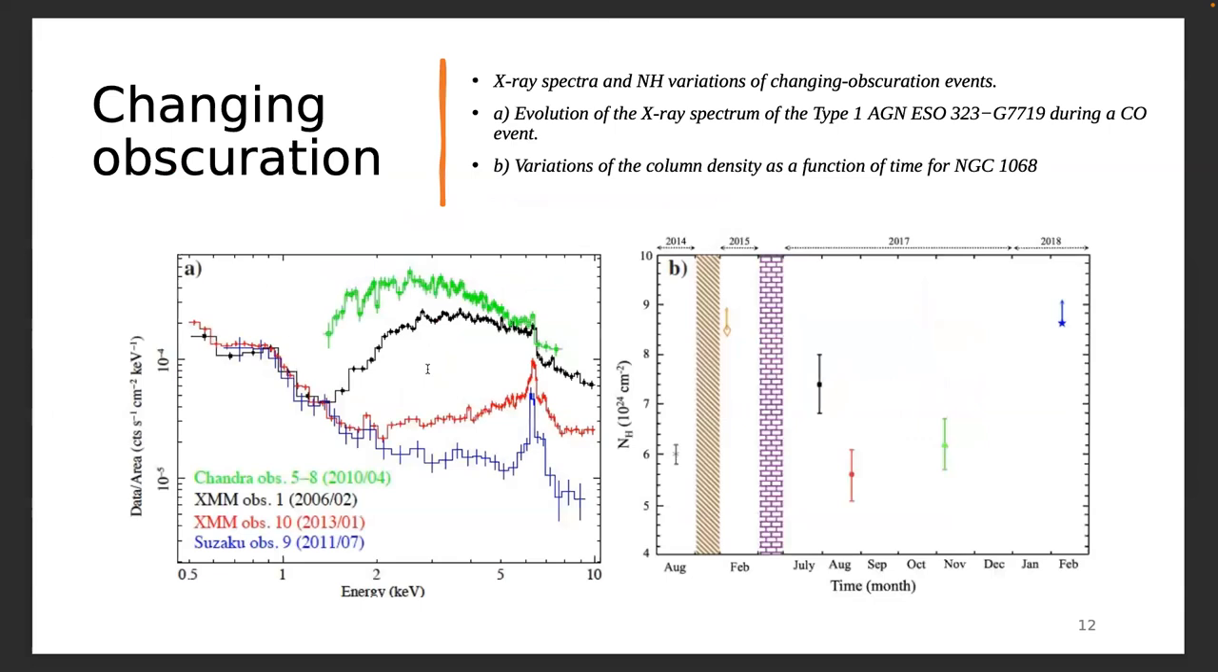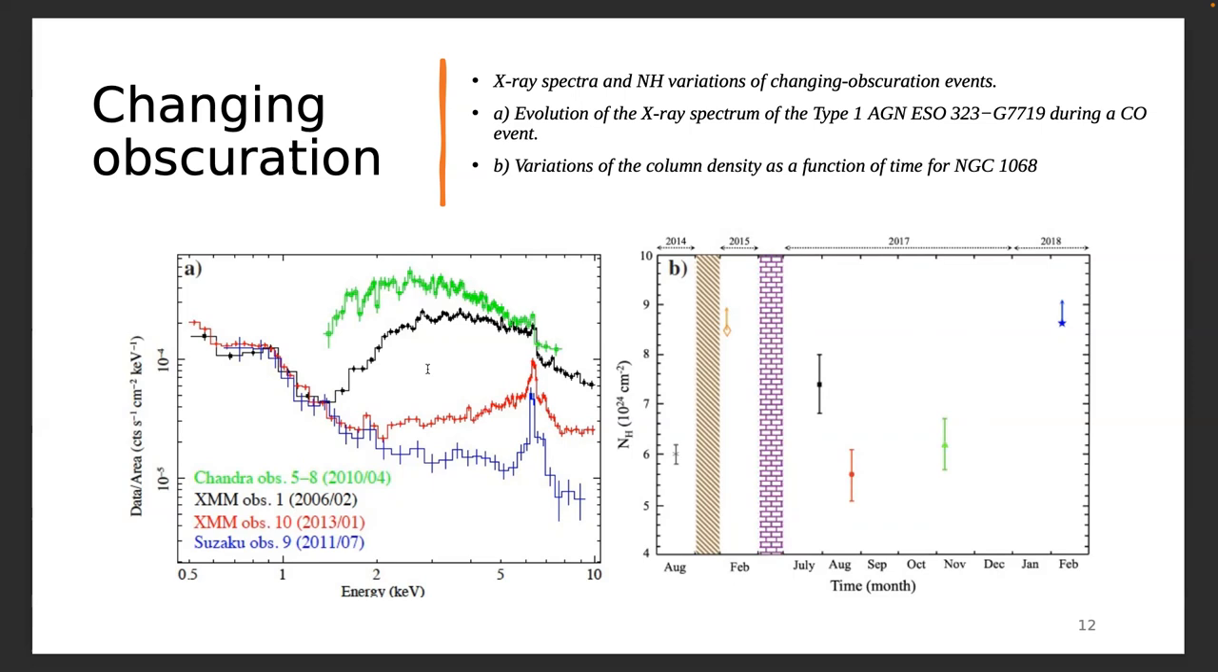I'm not an expert in this, but I'm going to show you some examples. For example, this is taken from Ritesh et al., a recent paper. You can go through this. It is a type 1 AGN initially, and the name is ESO 323-G77. As you can see here, I hope this is visible, the green one is April 2010, and the black one is February 2006. And these are the obscured spectra.